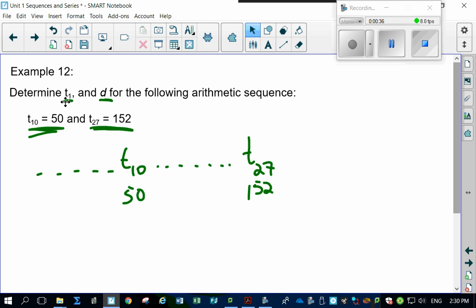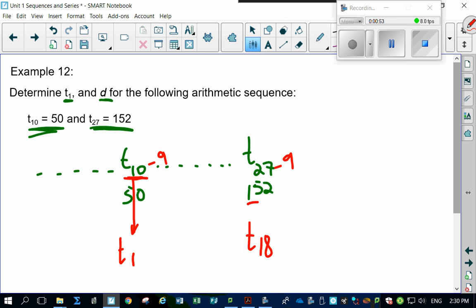Watch what I'm going to do. I'm going to temporarily make this term 1. How did I get there? Well, to make that term 1, I had to subtract 9 off this, didn't I? Right? I made it term 1. So guess what? I'm going to subtract 9 off of this as well. Then that becomes term 18.